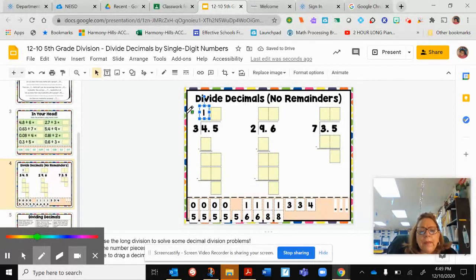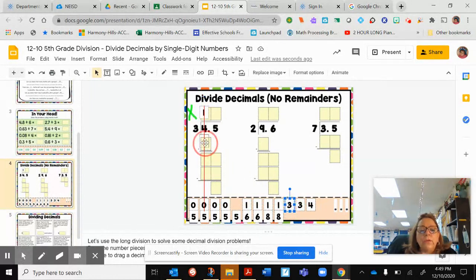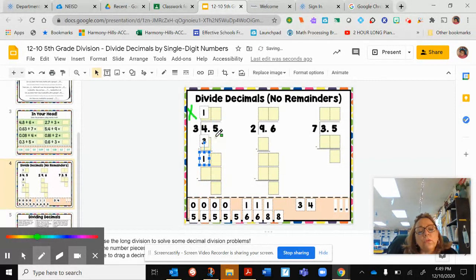I'm going to put my imaginary multiplication sign. 1 times 3 equals, very good, it equals 3. I'm going to drag. Now I have 1 left over because 4 minus 3 equals 1. I am going to draw my arrow down.